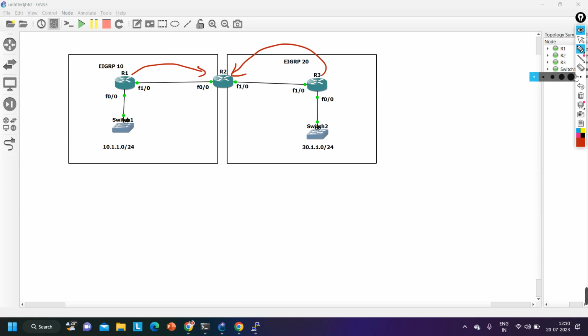Or we can say this is not an EIGRP domain, let's say this is a RIP domain also. You can consider that this is a RIP domain. Here we have configured RIP. So then also the routing domain is different. So two different routing domains cannot communicate with each other.